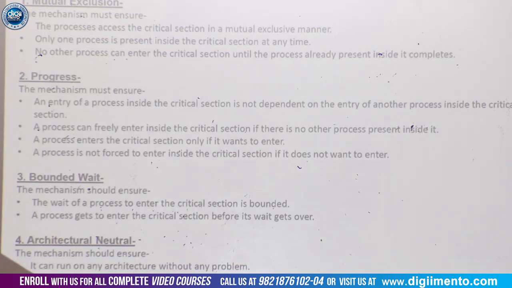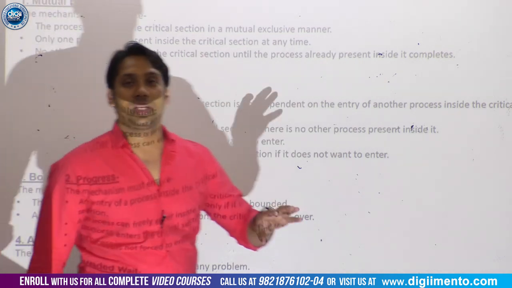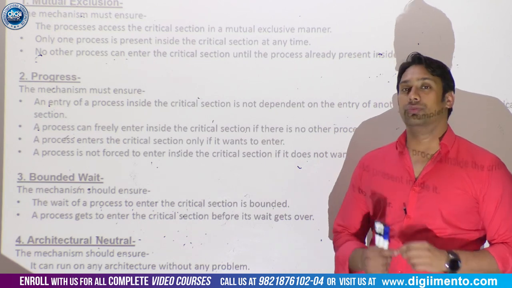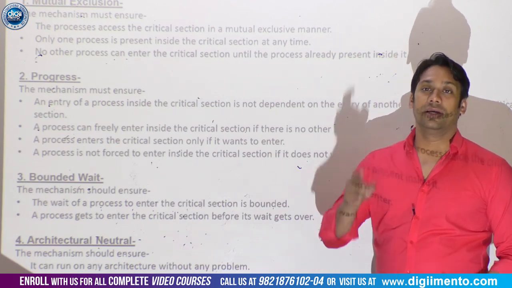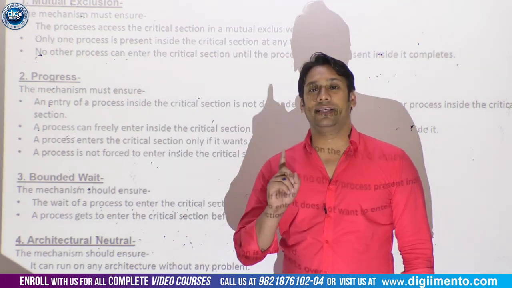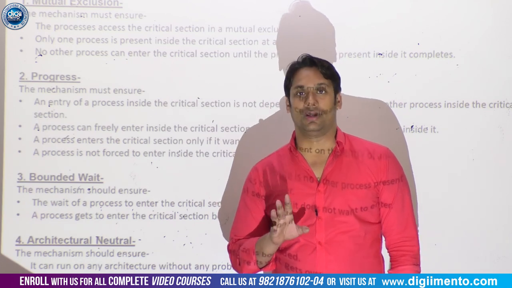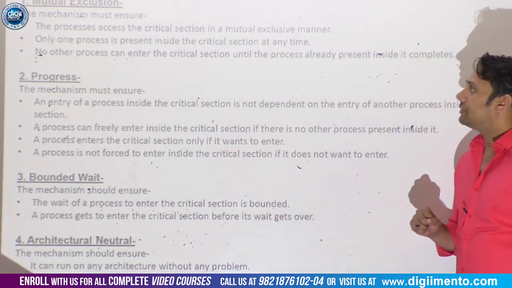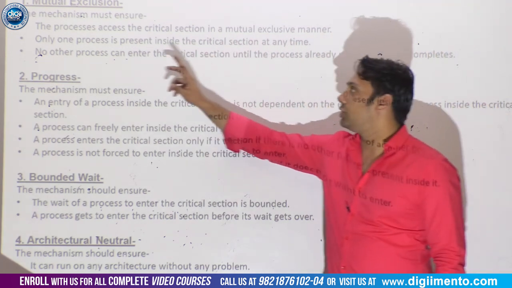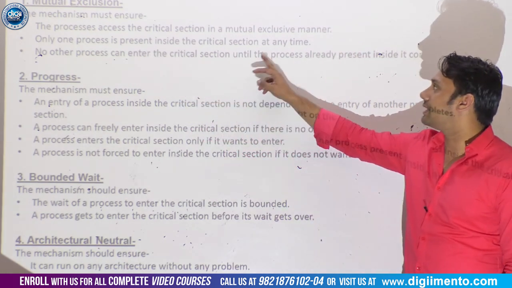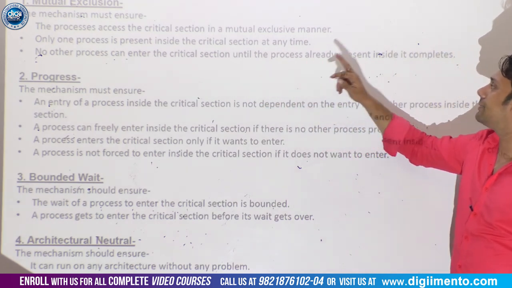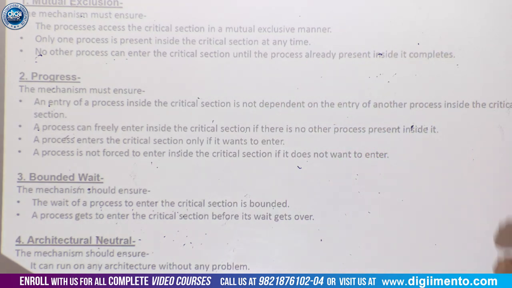What is mutual exclusion? Mutual exclusion means at a time only one process should be inside the critical section, more than one process cannot be there. Yani ki critical section mein ek time par sirf ek hi process honi chahiye, ek se zyada processes critical section pe nahi honi chahiye. Okay, read it. The process accesses the critical section in a mutually exclusive manner. That means only one process is present inside the critical section at any time. No other process can enter the critical section until the process already present inside the critical section completes.